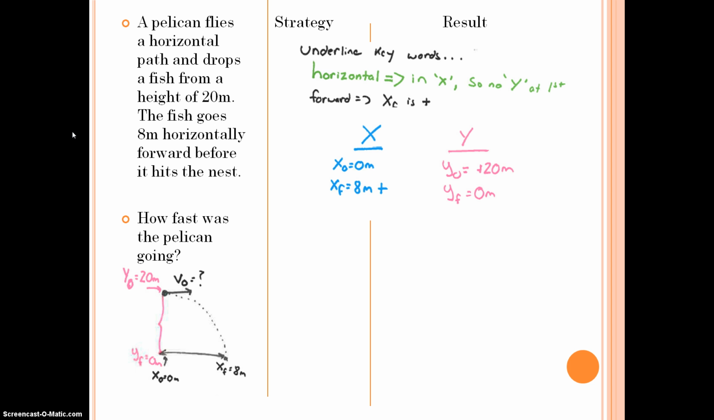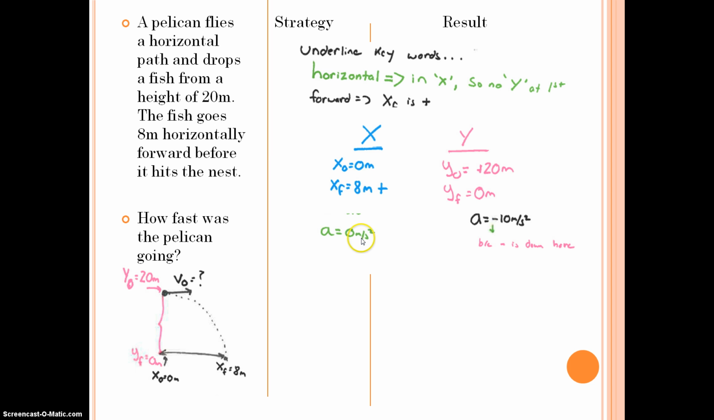So first thing you do, separate out into your x and y parts, 2 separate tables, and here I am. In x, starting position 0, final position 8 meters, positive. In y, starting position positive 20 meters, final position 0. That's strategy number 1. Number 2, list the accelerations.